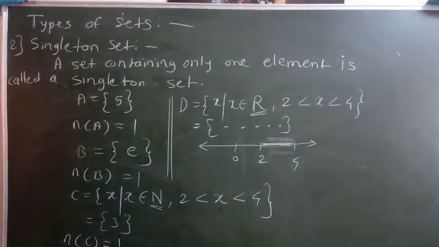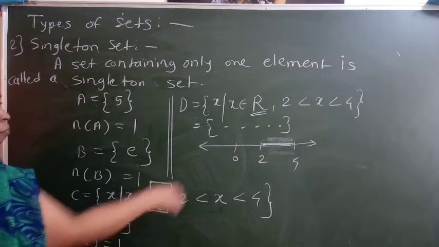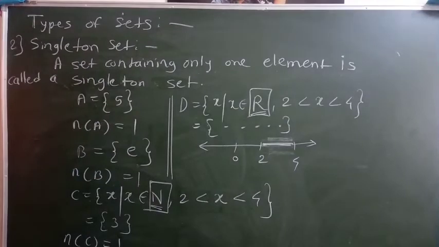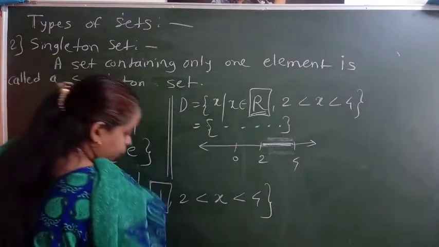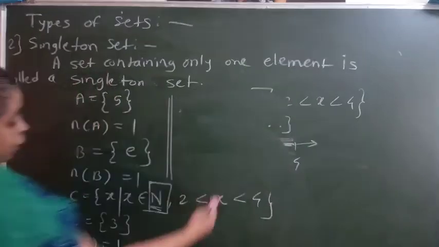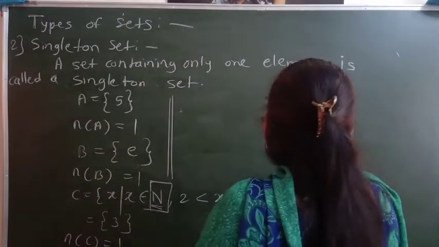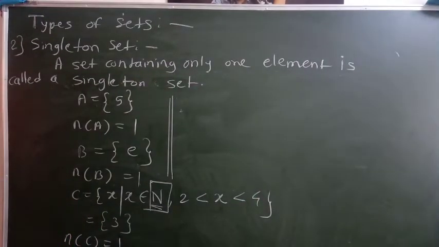So this is not a singleton set. So if you replace N by R, then it becomes an infinite set. It is not a finite set. It is not a singleton set. There are infinite elements present in that set D. So it is not a singleton set.